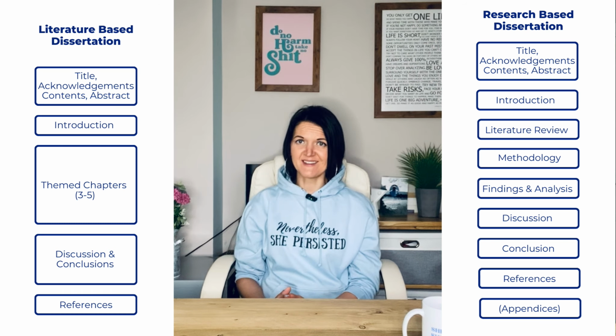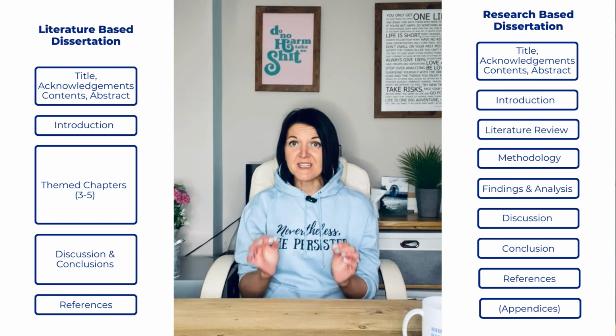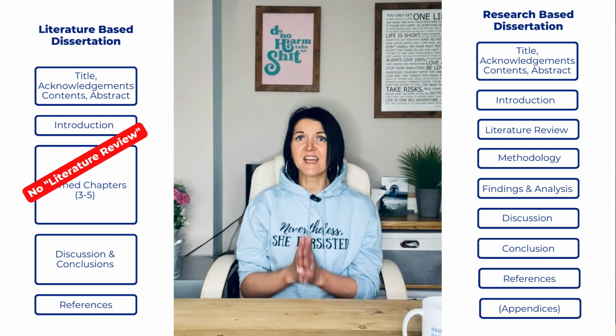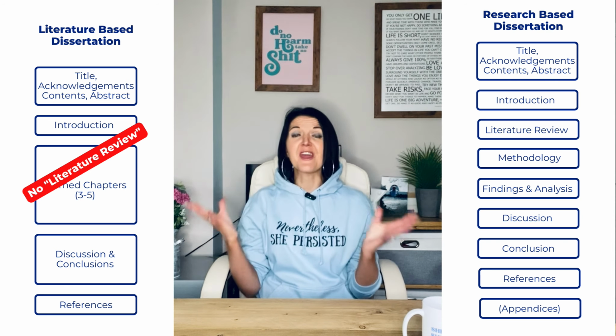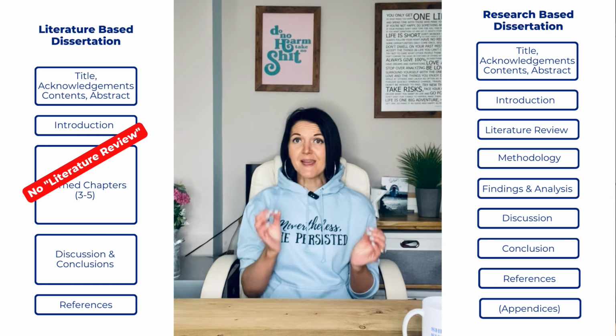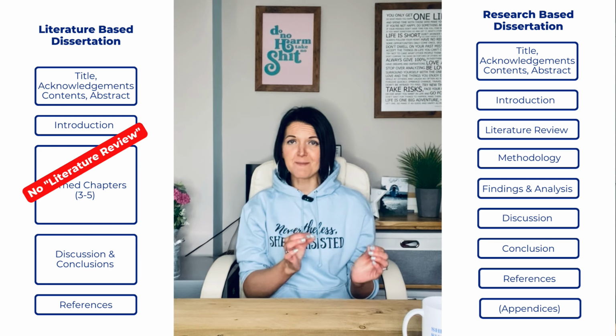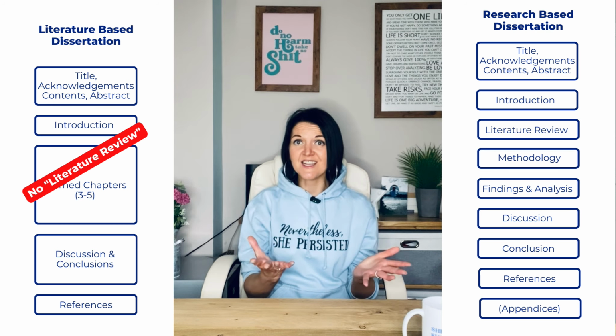There are a couple of things about the structure of a literature-based dissertation that differ from primary and secondary research dissertations. Let's take a look at them side by side. Here is a research-based dissertation, which may be primary or secondary. And here is a literature-based dissertation. Thing number one that you need to notice is that literature-based dissertations don't have a chapter called the literature review, because the entire thing is a literature review. It doesn't make any sense to have a literature review chapter inside a literature-based dissertation.